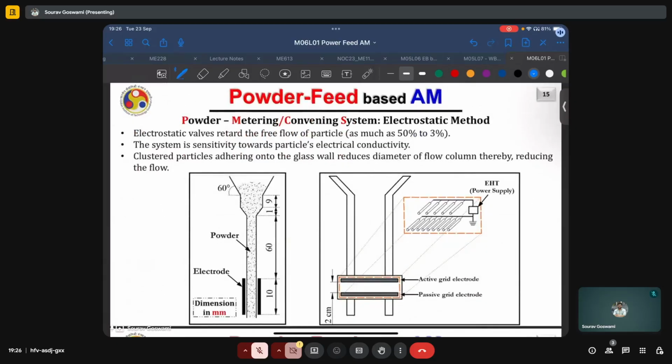Electrostatic methods have also been reported, where electrostatic forces are used to control valves, which then retard the free flow of particles. However, this system is very sensitive towards the particles' electrical conductivity, and clustered particles adhering onto the glass wall reduce the diameter of the flow column, thereby reducing the flow.